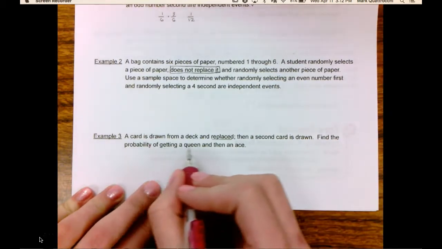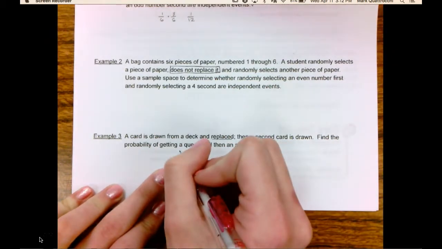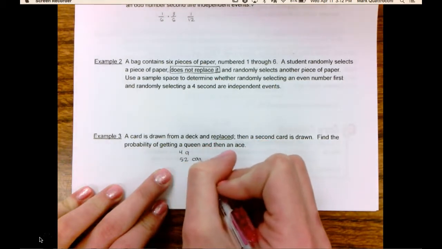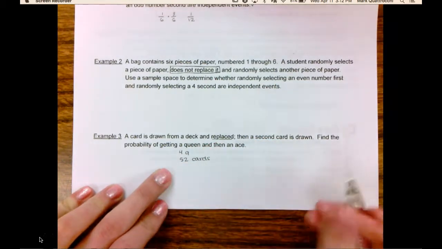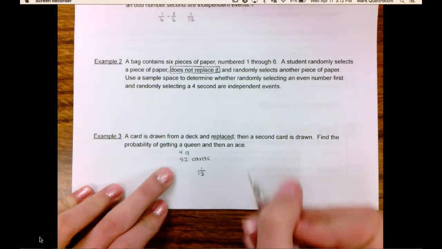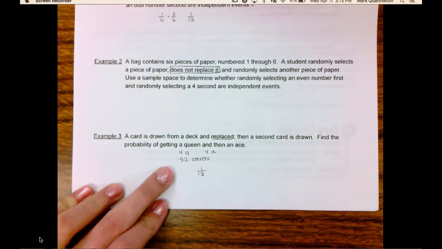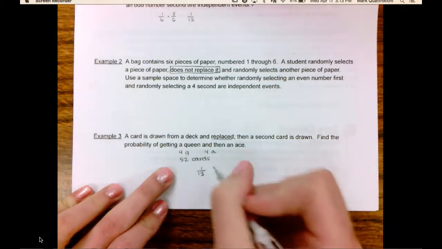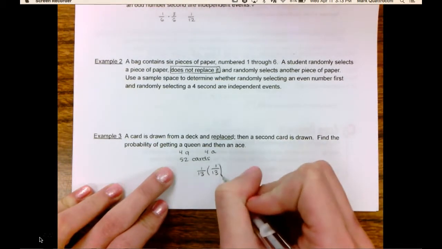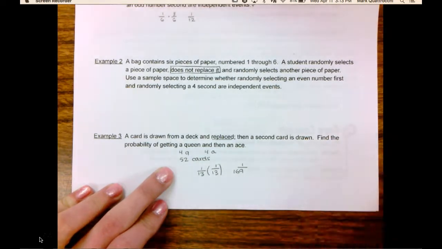So find the probability of getting a queen. There are 4 queens in a deck and 52 cards in a deck. So the probability of picking a queen is 1/13. And then an ace. There are 4 aces in a deck, which also has 52 cards. So you multiply 1/13 by 1/13 to get a total probability of 1/169.